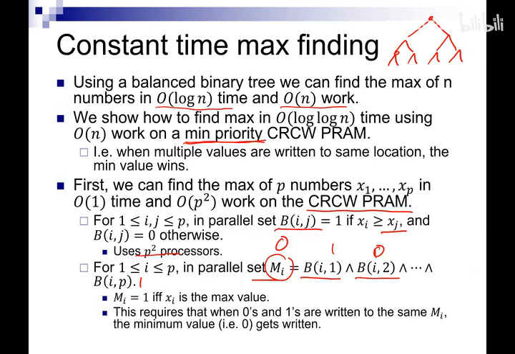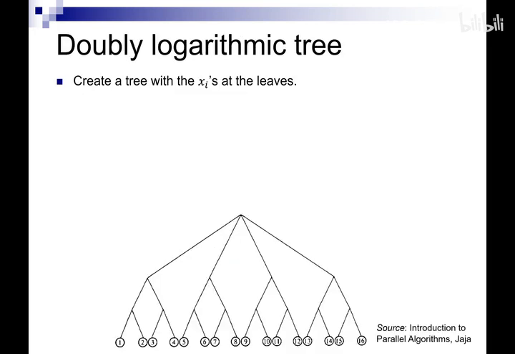Now we're going to take this constant time algorithm and convert it to another algorithm. This algorithm is going to be much faster than the balanced tree method, and it's going to be work efficient. The way we do that is we're not going to use a binary tree anymore. We're going to use what's called a doubly logarithmic tree. First of all, we create a tree with all of these input x values as the leaves.